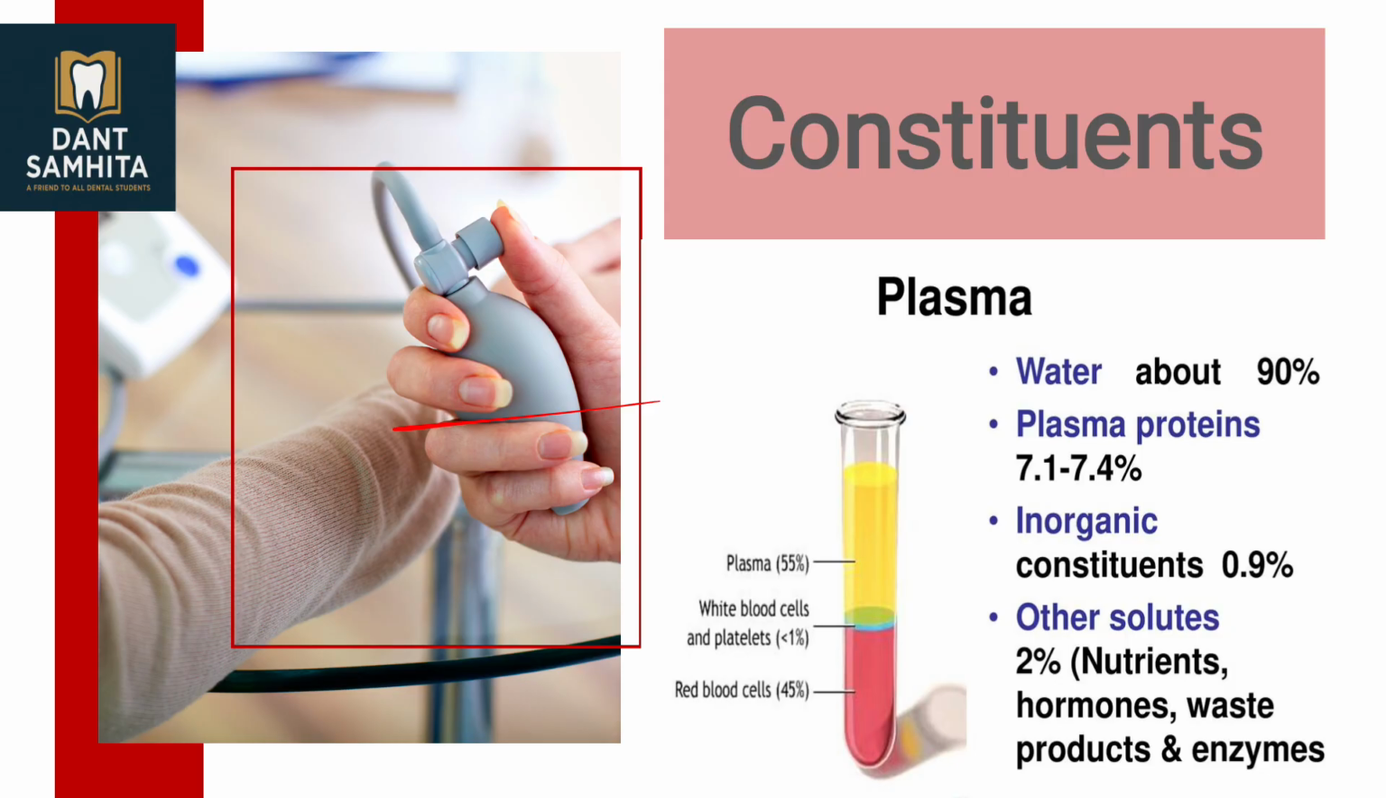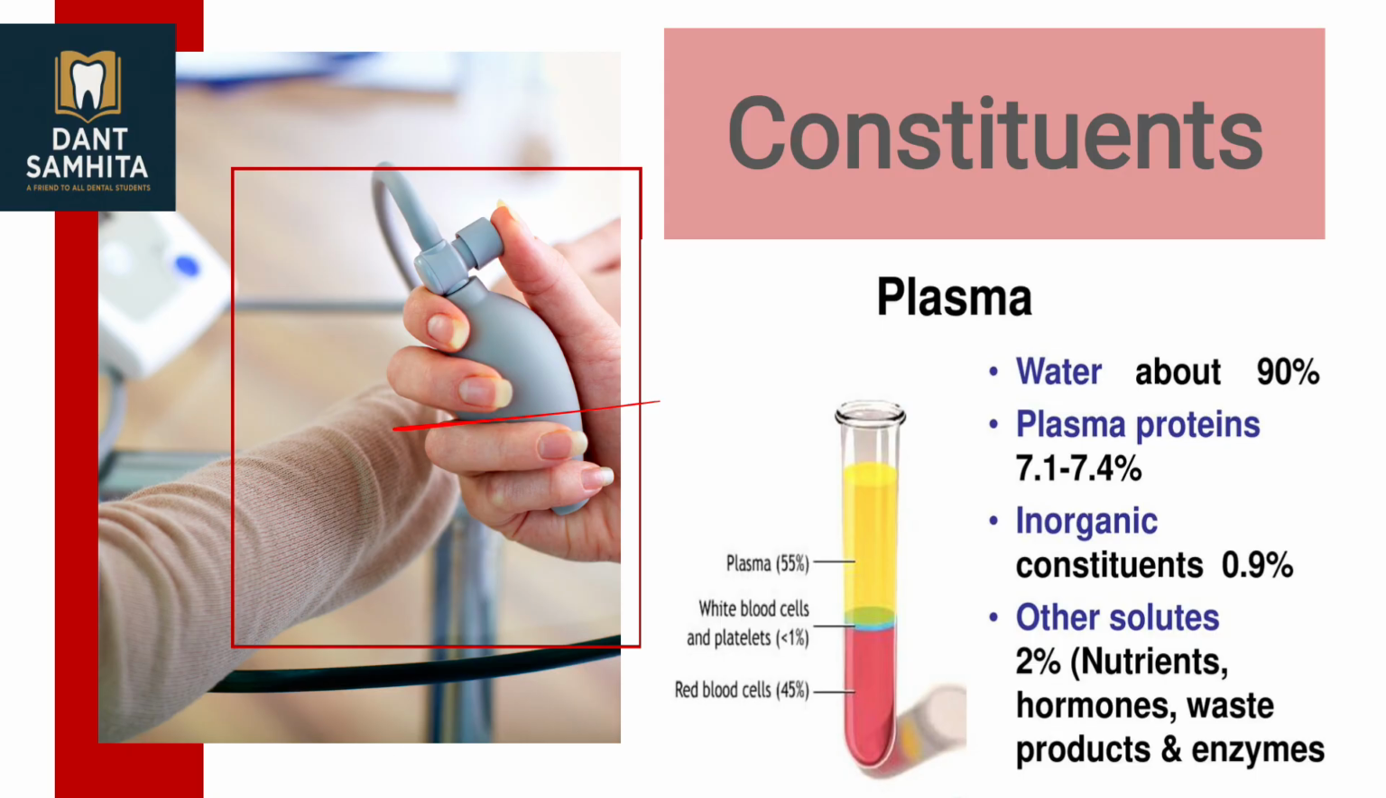So if you see this picture, the hematocrit tube that we can see here, you can see the yellow substance, the yellow buffy substance. When we centrifuge the blood in a hematocrit tube, that yellow buffy substance is nothing but plasma, which is 55% of your total blood.